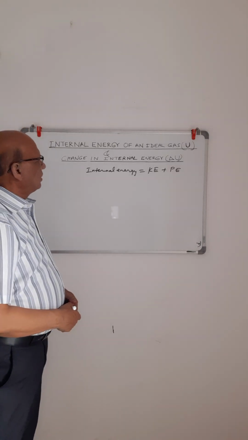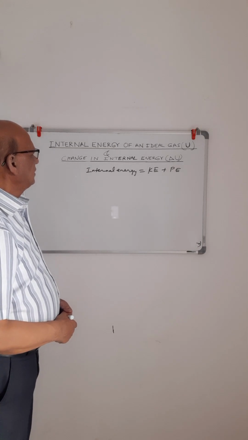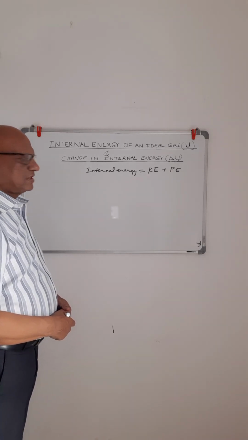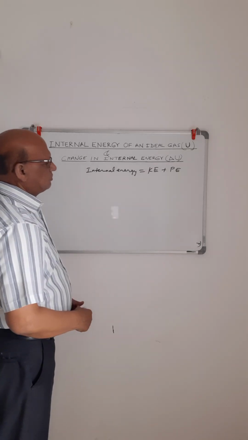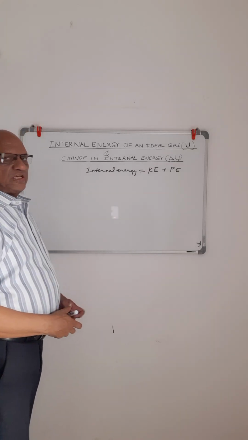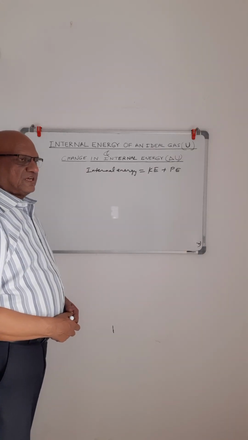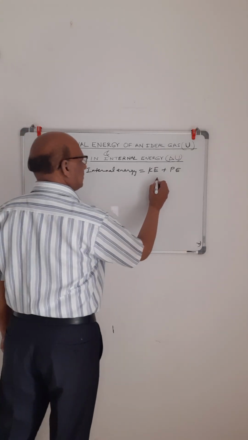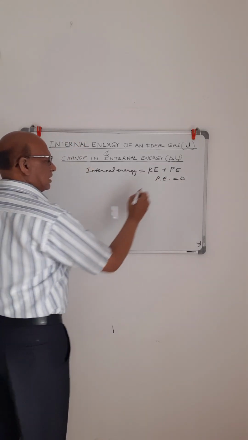Good evening, बच्चों। आज का हमारा टॉपिक है Internal Energy of an Ideal Gas and its change in internal energy, that is delta U. सबसे पहले, internal energy can be written as kinetic energy plus potential energy, but in case of an ideal gas the intermolecular forces of attraction are assumed to be negligible. Therefore, we can say that potential energy is almost zero in case of ideal gas.